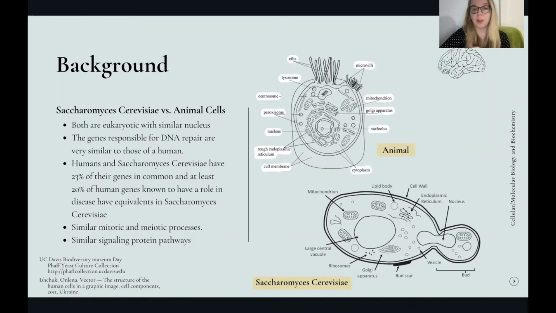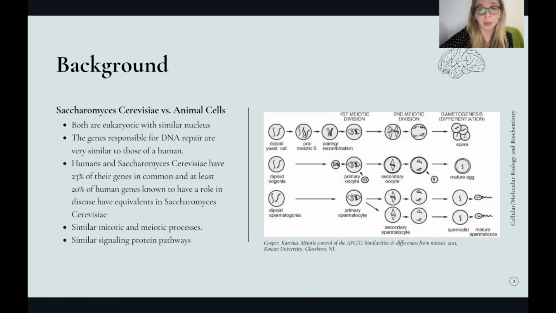So some background that is relevant to my project: I'm using Saccharomyces cerevisiae instead of animal cells. It is a very good, viable alternative because they are both eukaryotic and have a similar nucleus. And the genes responsible for DNA repair are very similar in yeast as they are to a human. They have 23% of their genes in common, and 20% of human genes that are known to have a role in disease are actually present in yeast. They also have similar meiotic and mitotic processes, as well as similar signaling protein pathways.